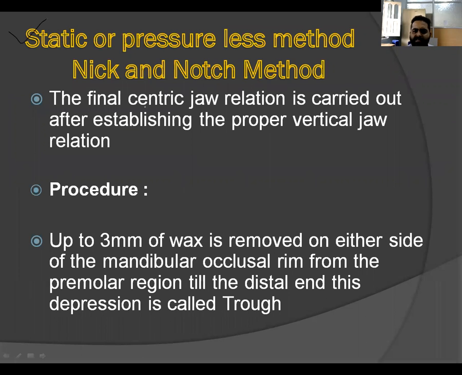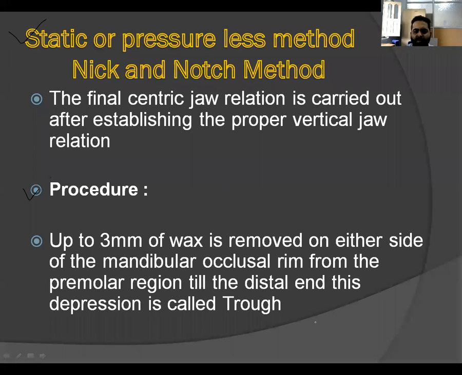The next method is your static method, also known as the pressureless method, or it is also called the Nick and Notch method, which is commonly used in your dental clinics. So basically, it is the final recording which is carried out after establishing the vertical jaw relation. Each and every method is done after proper recording of your vertical jaw relation. Now come to the procedure. The same thing is carried out which was done in your tentative jaw relation. The same thing is again done for your Nick and Notch method.